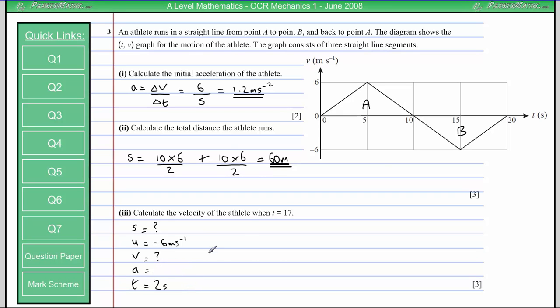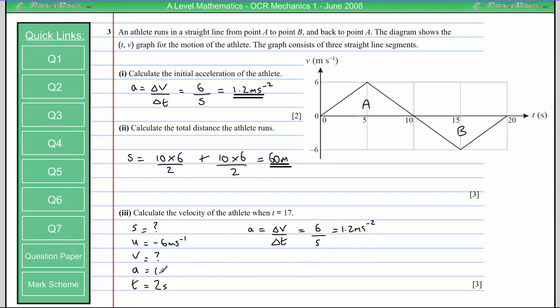We can work out this value of acceleration in a similar way to what we did for part 1. We can say that the acceleration is the change in velocity divided by the change in time. This time our velocity goes from minus 6 to 0, which is a change of positive 6. The time is 5 seconds because we're going from 15 to 20 for this whole segment here. So divided by 5, it's still 1.2 meters per second squared like in part 1.